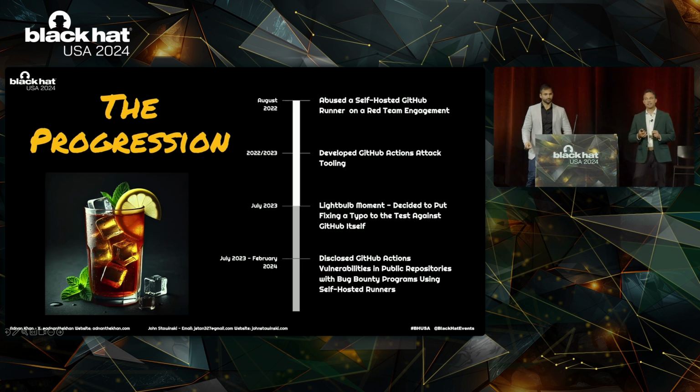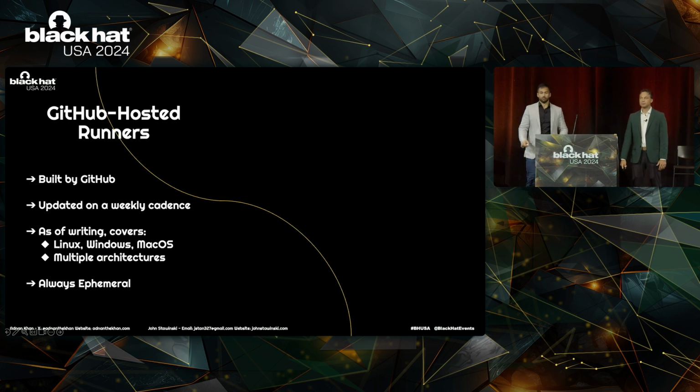And we ended up finding these misconfigurations that could lead to supply chain attacks in public repositories all over the board. Before we go into the interesting information about the attacks, I want to make sure everyone understands different types of GitHub runners. First, you have GitHub hosted runners. These are built by GitHub, updated frequently, and as of writing, cover a wide variety of operating systems and architectures. The key point with these GitHub hosted runners is that they are always ephemeral. When the workflow concludes, the runner is torn down.